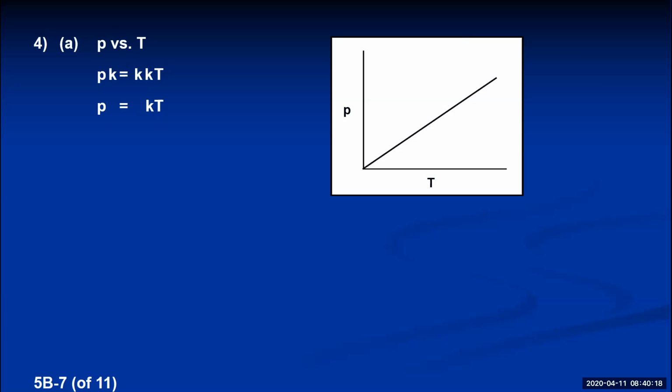So this is what your graph should have looked like. Notice I'm crossing it at the origin. That's because the intercept would be 0. If T is 0, P has to be 0. So you can absolutely say that the line must cross at the origin.